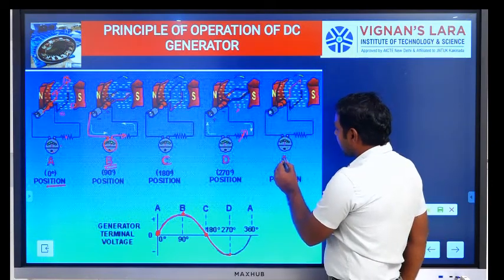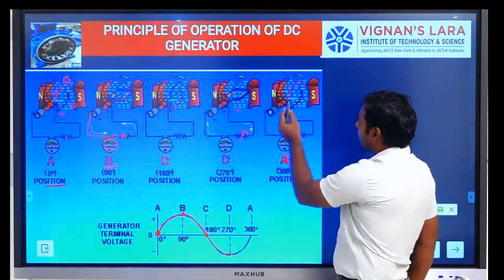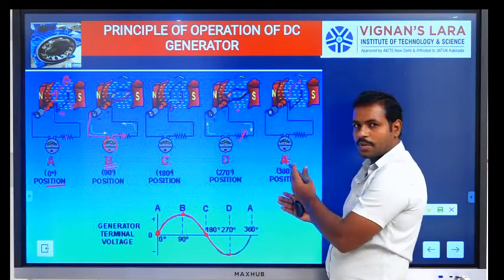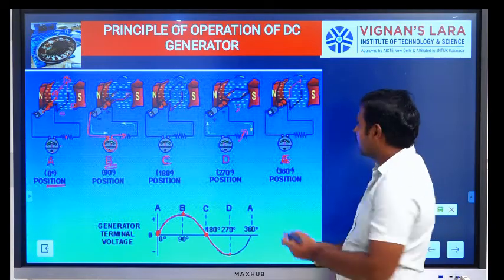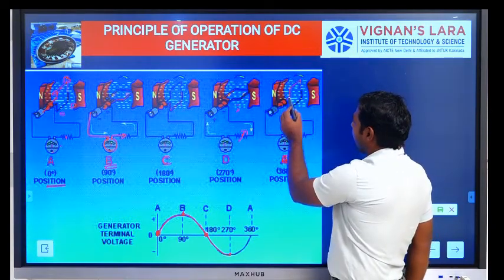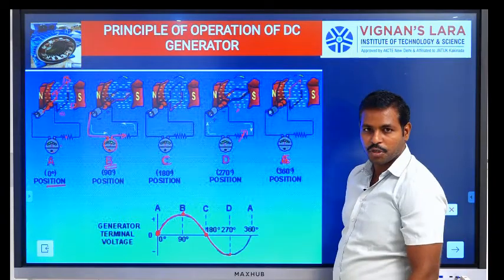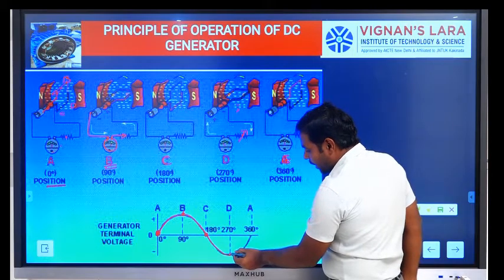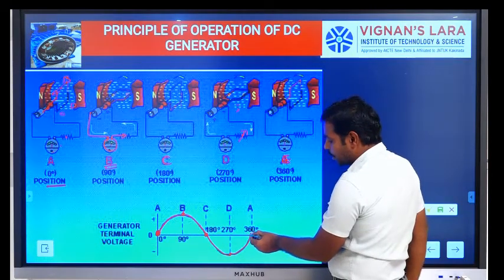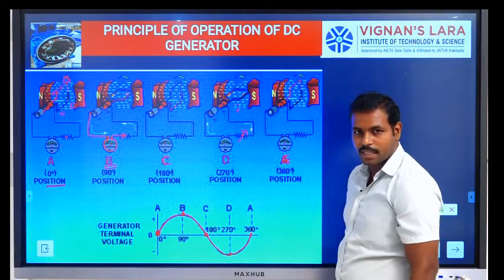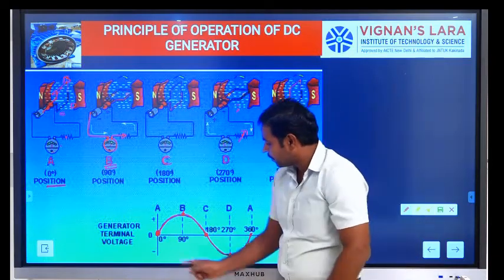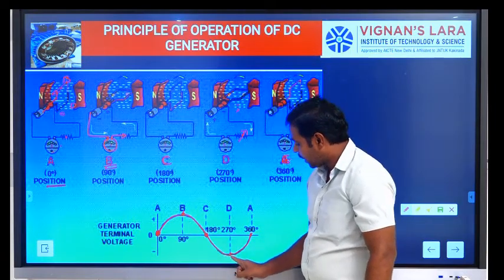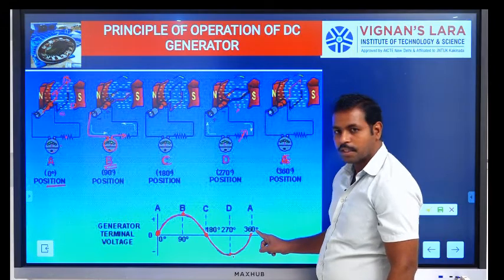In the last case, by using a prime mover, it again comes to 270 degrees to 360 degrees. In this position it again comes to the original position, or 0 degrees. So here the flux cut by the conductor is reduced to 0, which is always represented as 0. So initially it is 0 degrees, 90 degrees, again 0, negative maximum, and finally 0 degrees.